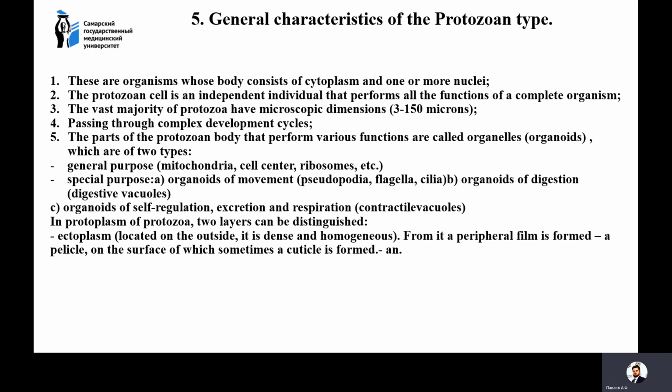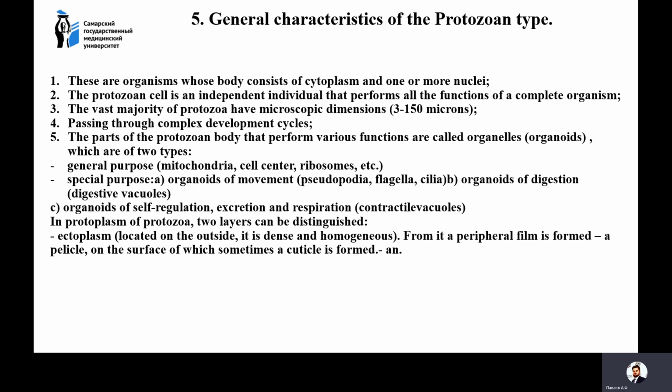General characteristics of the protozoan type. These are organisms whose body consists of cytoplasm and one or more nuclei. The protozoan cell is an independent individual that performs all the functions of a complete organism. The vast majority of protozoa have microscopic dimensions, passing through complex development cycles. The parts of the protozoan body that perform various functions are called organelles, which are of two types: general purpose and special purpose.